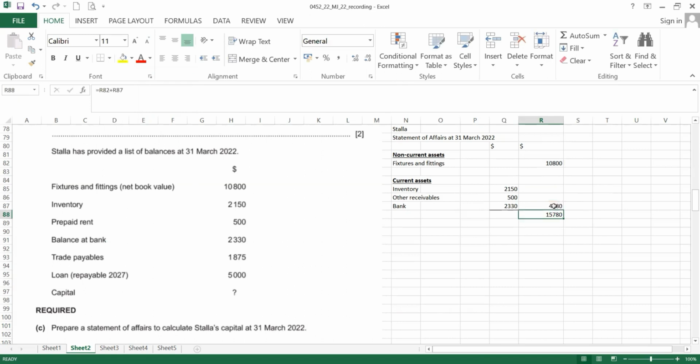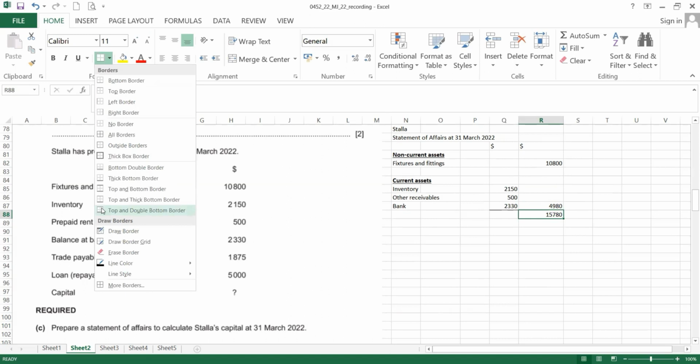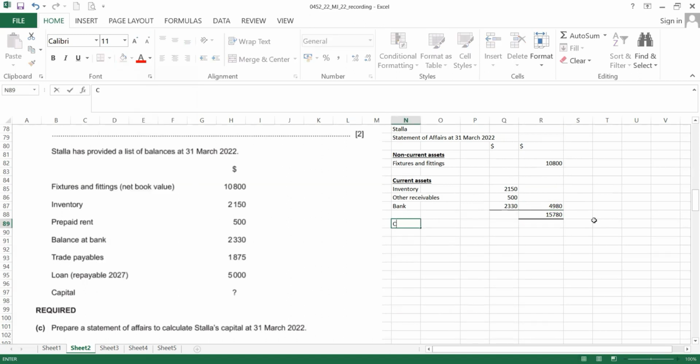Okay, 15,780. So this is the total amount. Okay, now next is the capital and liability. Because capital is a balancing figure for the statement of financial position, we don't put it in first, just leave it.